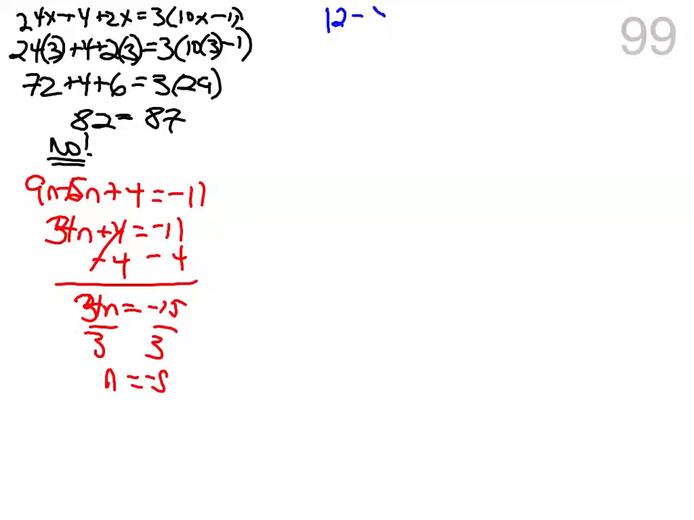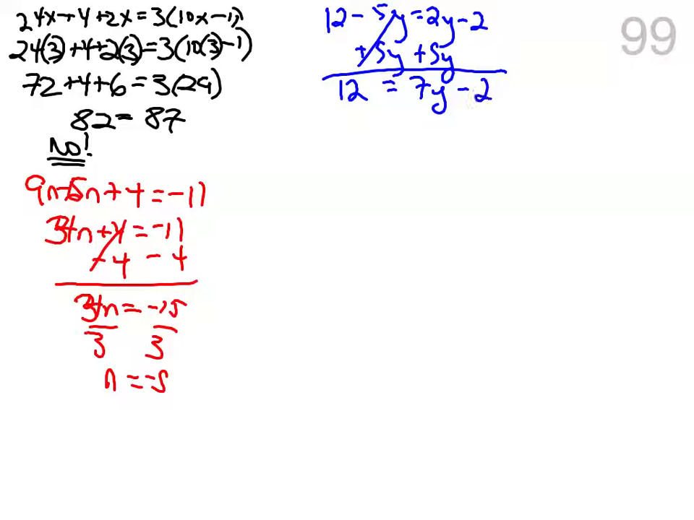12 minus 5y equals 2y, and then minus 2. This question, believe it or not, was the one that the kids had the most difficulty with in both classes. And this is just an opposite side, opposite operation situation. Always begin with the smallest number of y's. The smallest number of y's here is negative 5y. Negative numbers are always smaller than positive numbers. Die. 12 equals 7y minus 2.